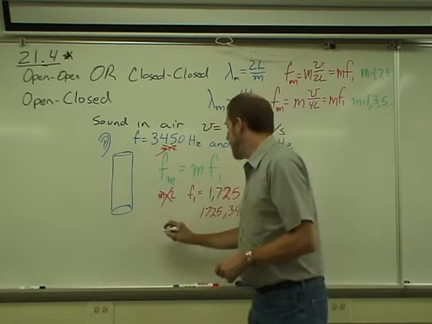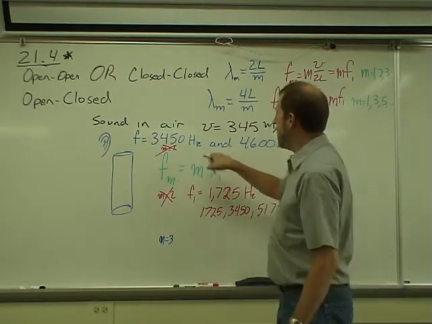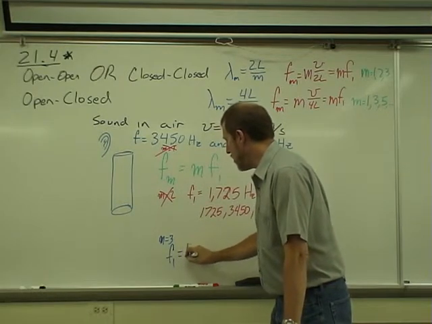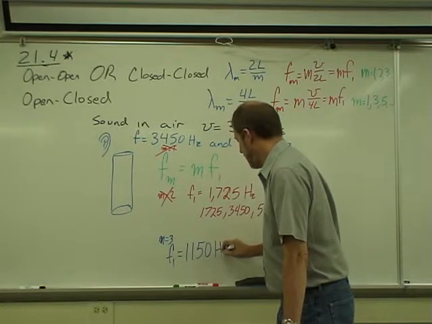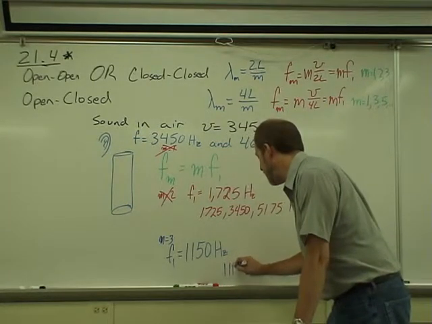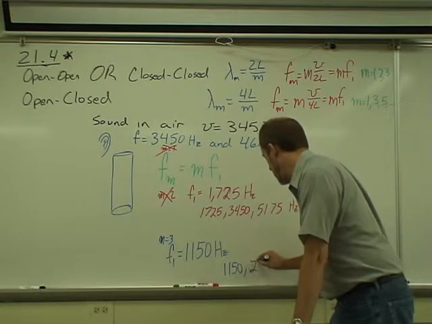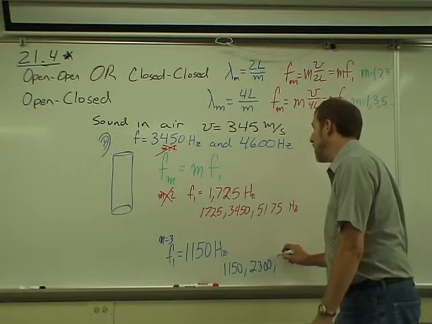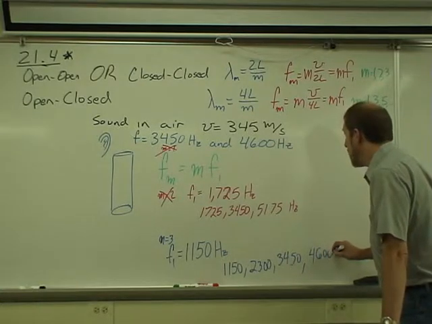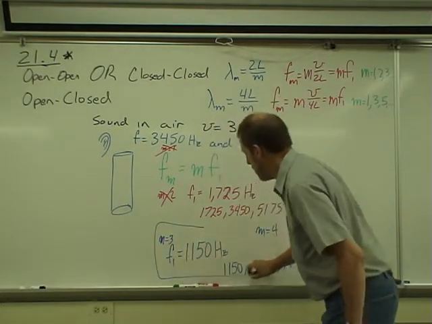If this turned out to be n equals 3, then the fundamental frequency would be 3,450 divided by 3, or 1,150 hertz, which means I would find resonant frequencies at 1,150 hertz, 2,300 hertz, 3,450 hertz, and at n equals 4, 4,600 hertz. So this one is one that can work.